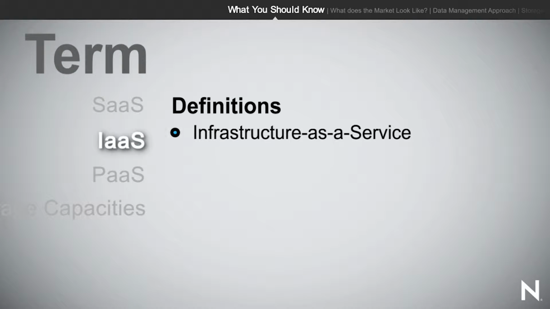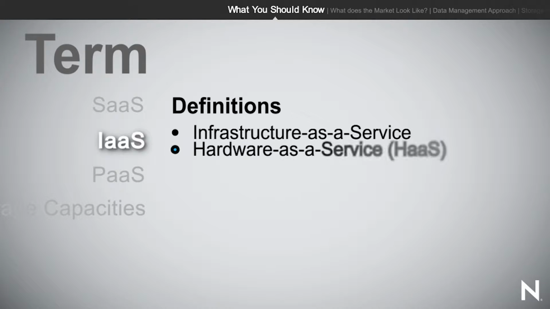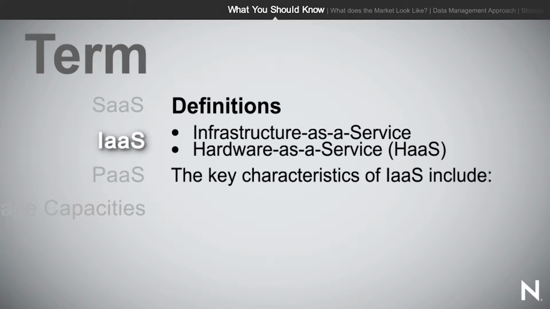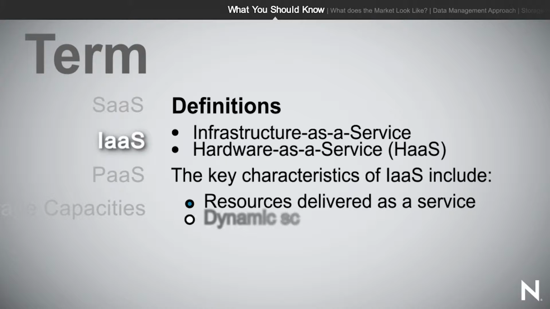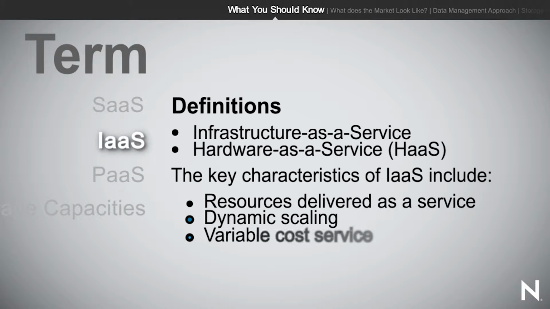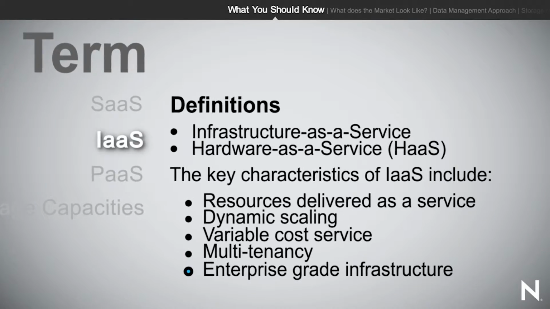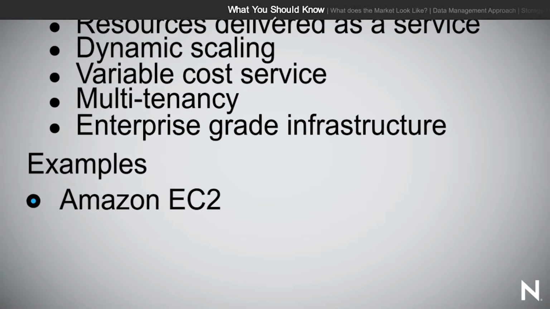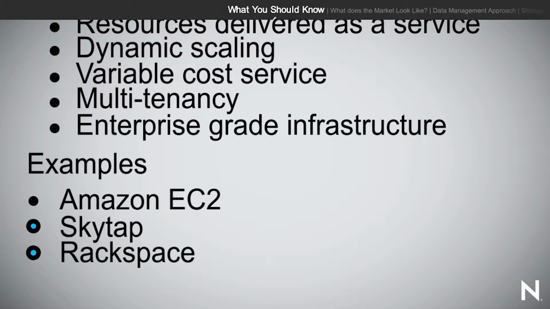Infrastructure as a service is the delivery of computer infrastructure, typically a platform virtualization environment, as a service. The original term, hardware as a service, was first coined by economist Nicholas Carr, but the key characteristics of IaaS include resource delivered as a service, dynamic scalability, variable cost service, multi-tenancy, and enterprise-grade infrastructure. Some good examples of vendors providing IaaS are Amazon's EC2, SkyTap, and Rackspace.